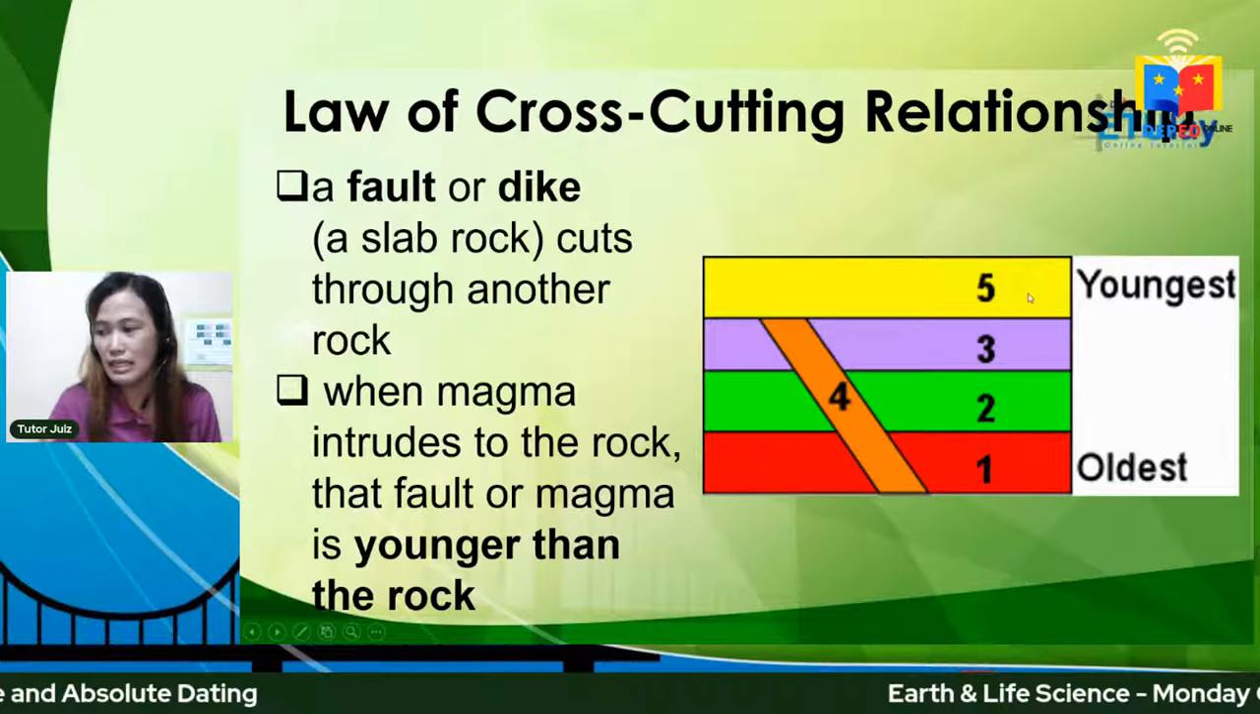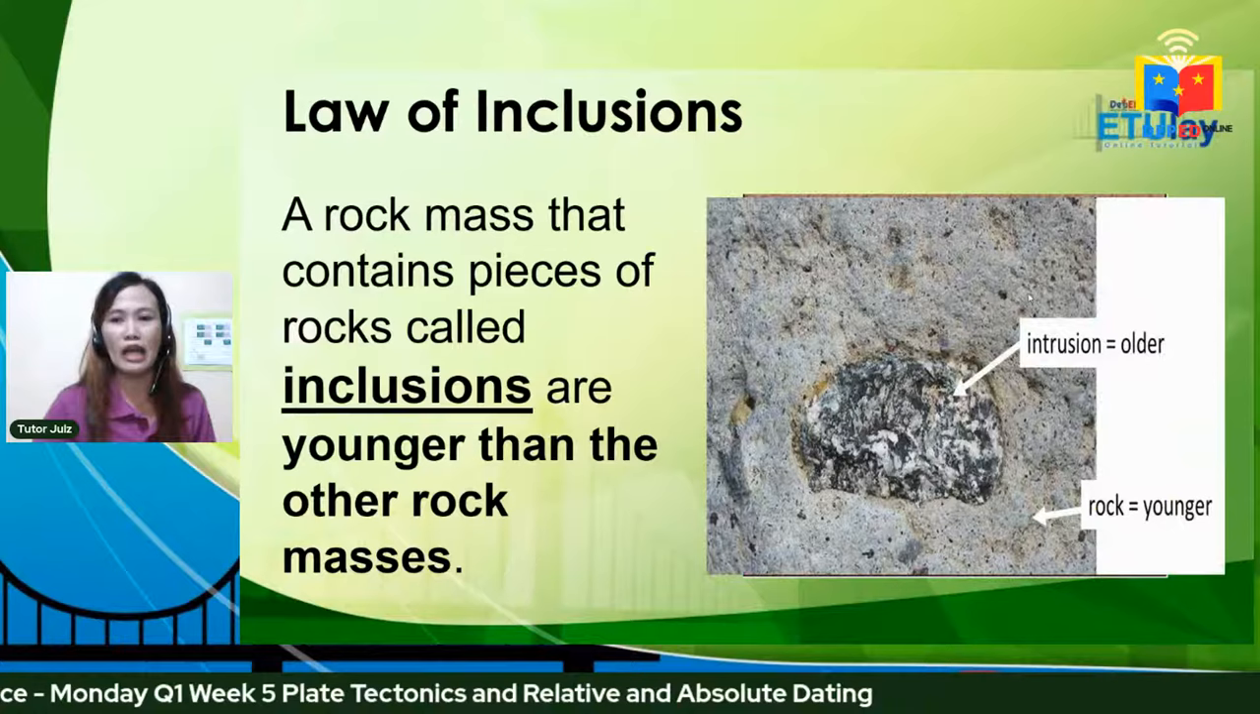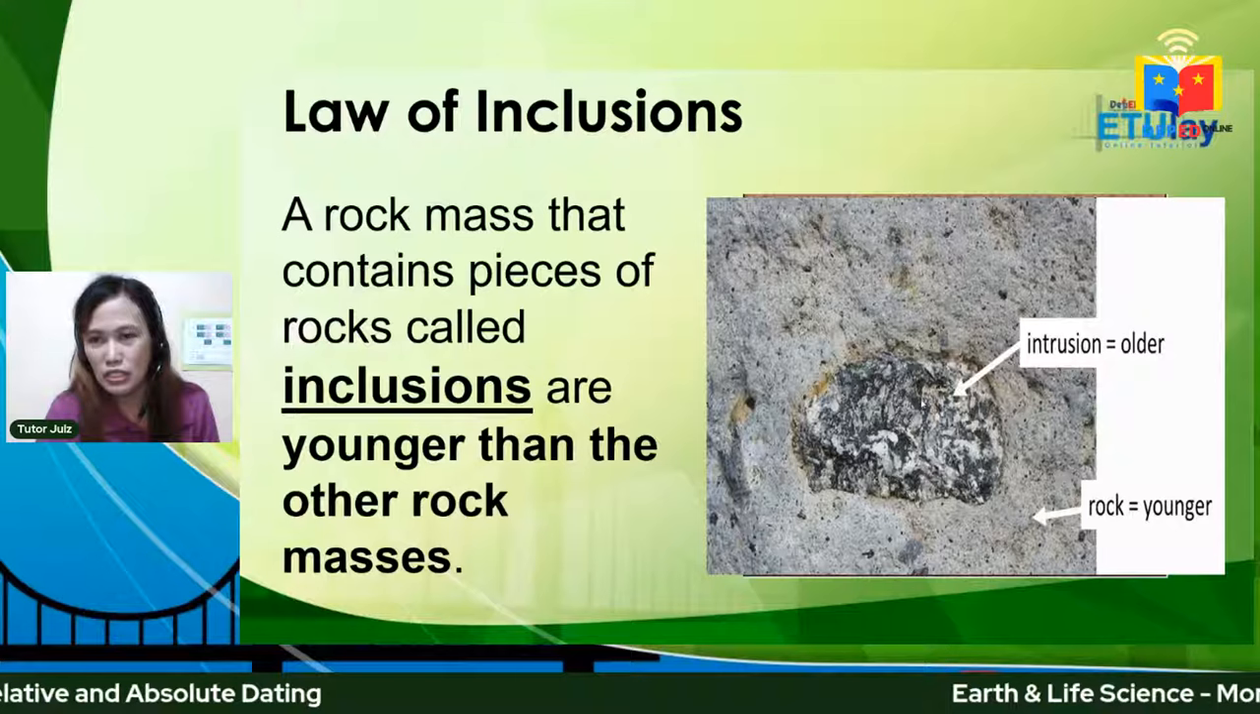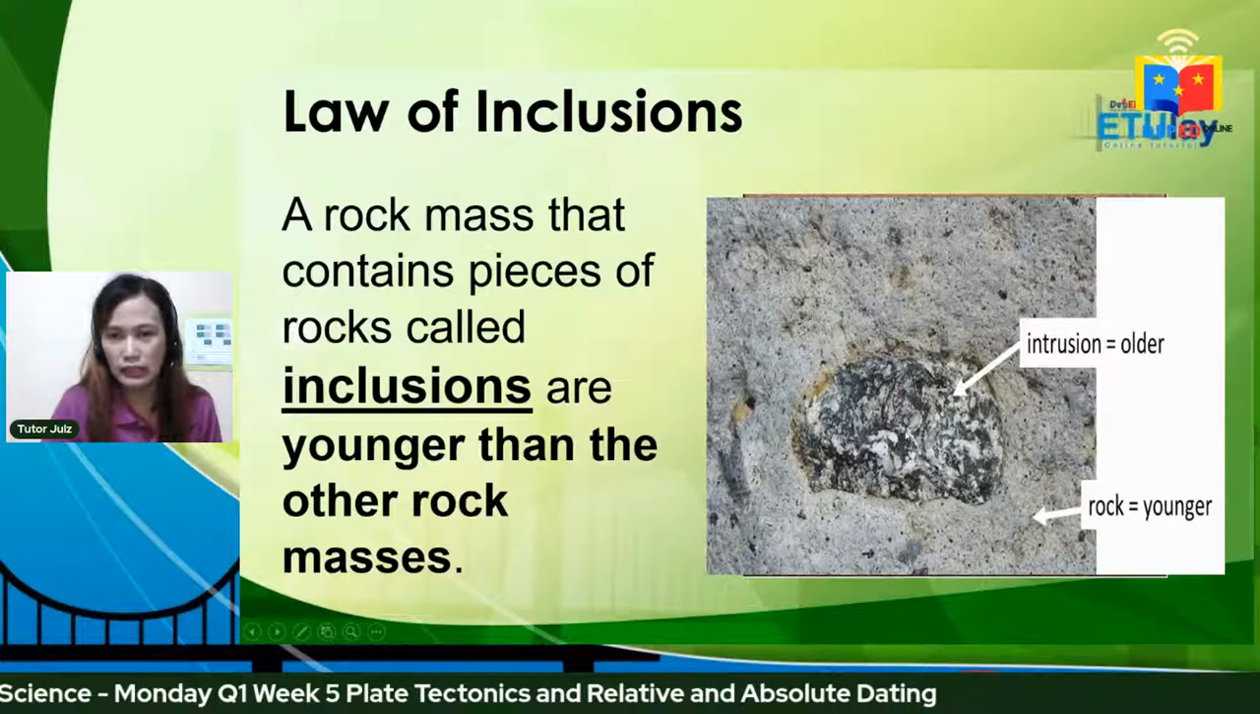So next, let's have the law of inclusion. In terms of this law, inclusions are older than the rock mass that contains them. Here is the explanation. The intrusion or the particles under, okay, that is considered older compared to the rock mass that contains the pieces of rock. Okay, that is younger. And the intrusion, that is older. Okay, that is the law of inclusions.